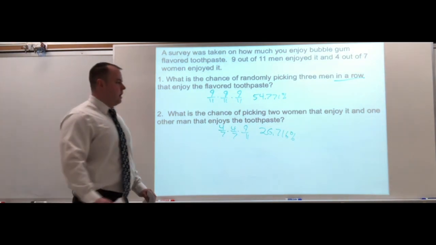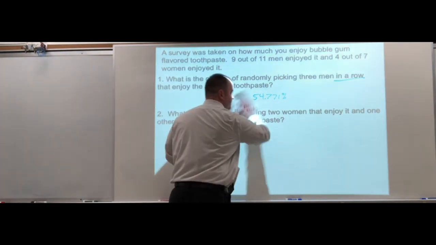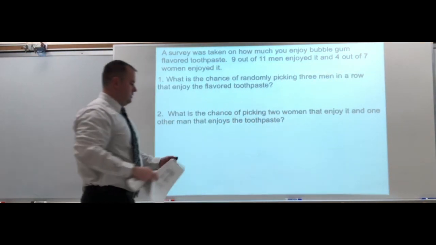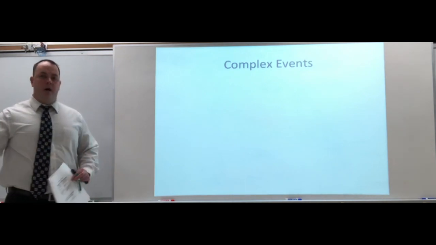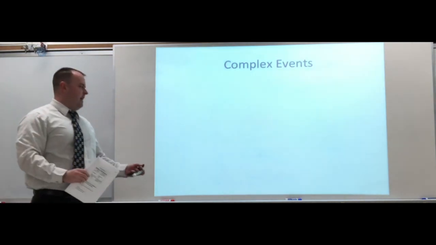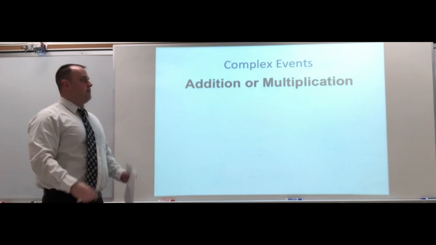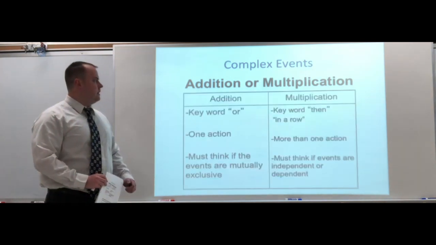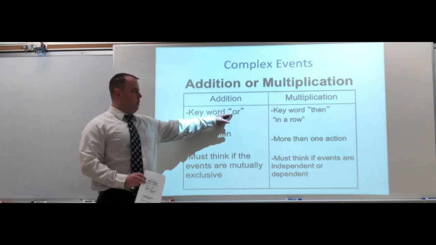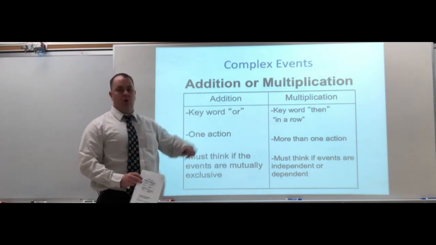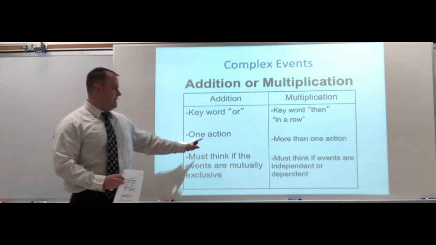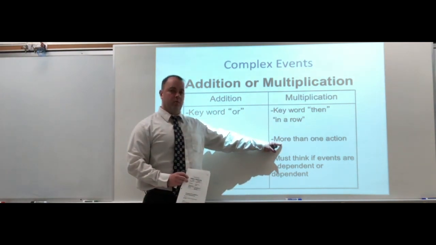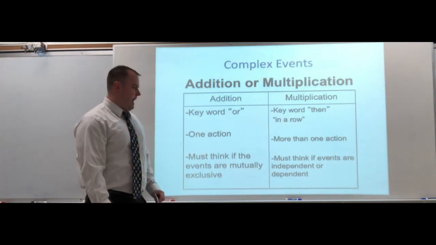Okay, so there's a couple more examples of multiplication rule. So for complex events, some notes that you should have down. Okay, you're going to have to decide between the addition rule and multiplication rule. Keyword for the addition rule is "or," for multiplication rule is "then" or "in a row." Okay, but also think about the actions. Addition rule is 1 action. Multiplication rule is going to be more than 1 action. Multiple things are going to be happening.